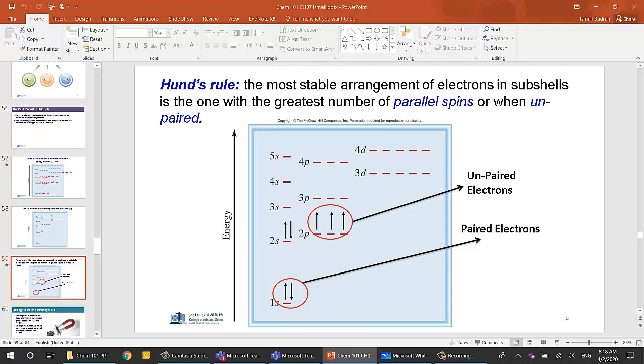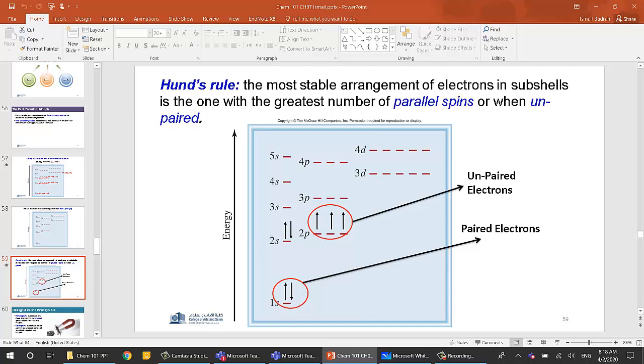Now, for Hund's rule, the rule says the most stable arrangement of electrons in a subshell is the one with the greatest number of parallel spins, in which electrons are unpaired. So Hund's rule likes unpaired electrons, meaning electrons that are all spinning either up or down. For the 1s, we have one electron spinning up and one electron spinning down. That means one is plus half for ms and one is minus half, and we should pair these electrons, okay? Because they should be paired. That's Hund's rule. For the 2s it is the same thing.